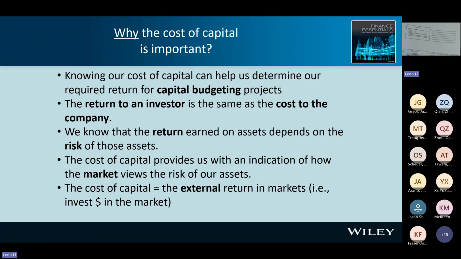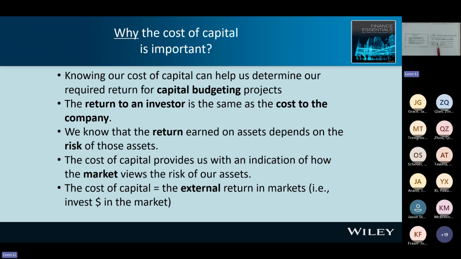So let me review our chapter 10. Our IRR, internal rate of return, is the internal return of the project. That means if you invest your money in the project, it can provide you a return. This is the internal rate of return. Cost of capital, on the other hand, is the external return in the market. If you invest your money in the market, it can provide you a return, an external return. This is our K, cost of capital. And we know the decision rule.